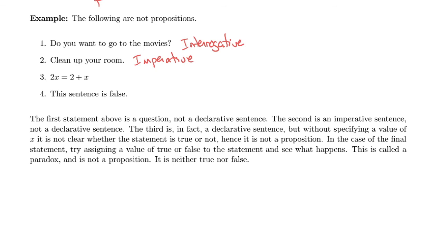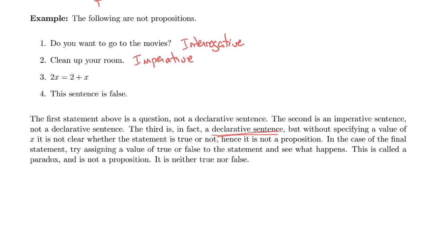Now, this next one here is a little bit interesting. It is, like it says here, a declarative sentence here. 2x equals 2 plus x. But if you don't specify what x is, it's neither true nor false. Okay, if I state that x is a given value here, well, if I say that x is 2, then it's a true statement. If I say x is 3, well, then it's a false statement. So the way it sits right now, it's neither. There's not enough information given there. Okay, but it could go one way or the other.